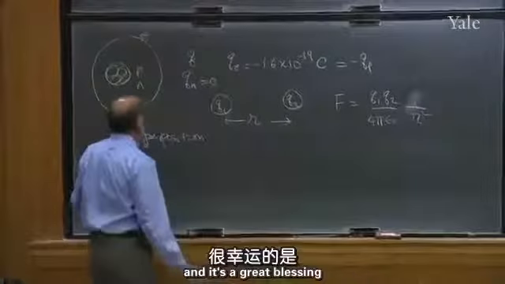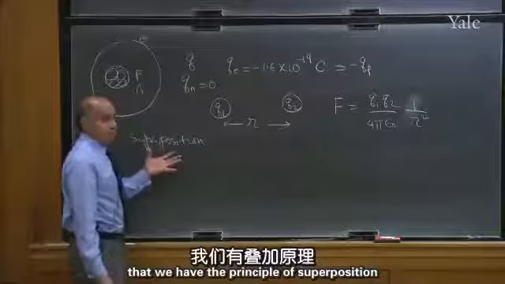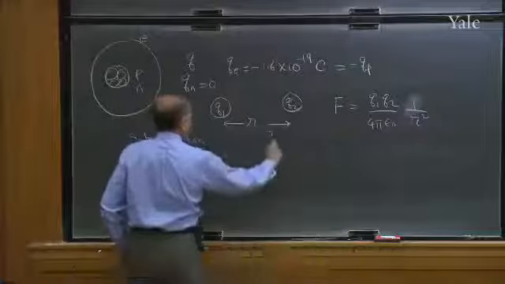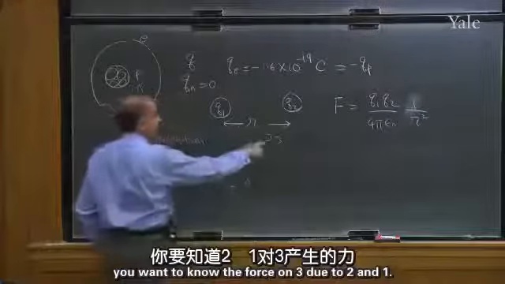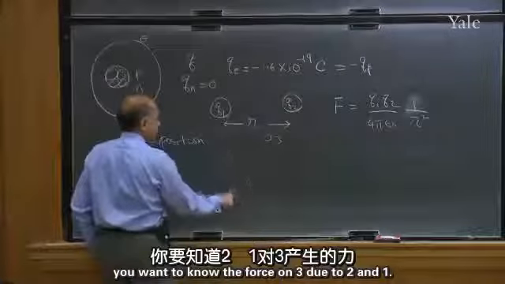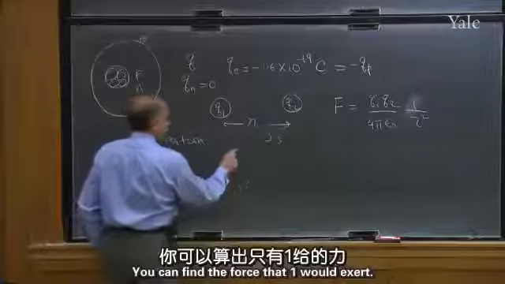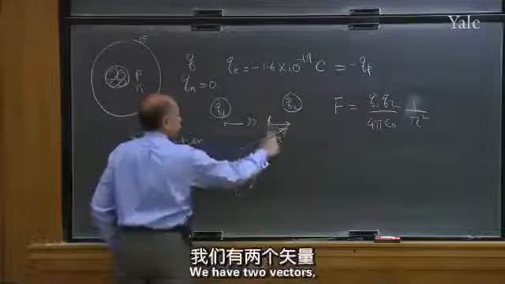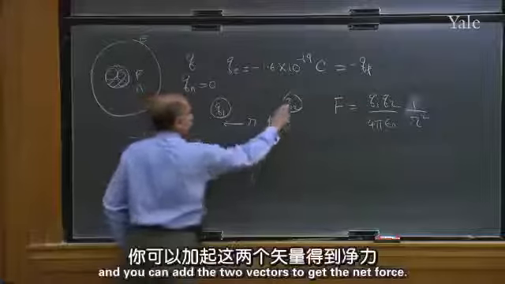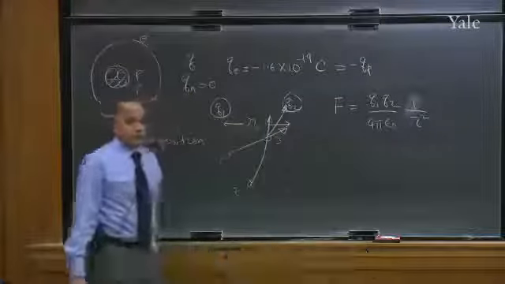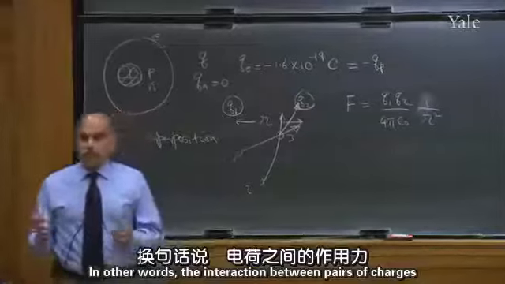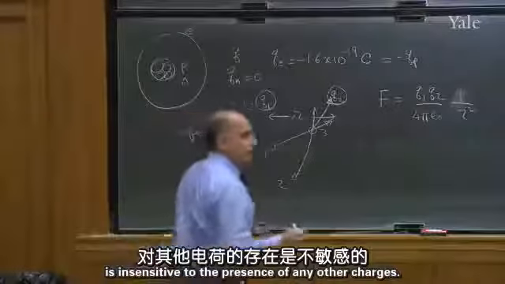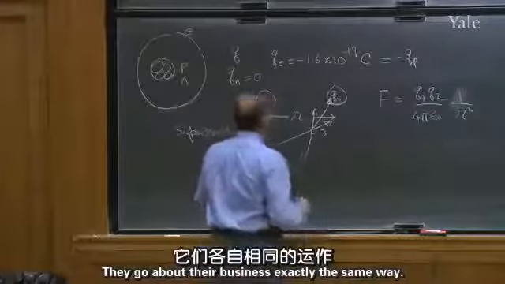And it's a great blessing that we have the principle of superposition that says that if you got, say, 3 charges, say 1, 2, and 3, you want to know the force on 3 due to 2 and 1, you can find the force that 1 would exert. You can find the force that 2 would exert. They are 2 vectors, and you can add the 2 vectors to get the net force. In other words, the interaction between pairs of charges is insensitive to the presence of any other charges. They go about their business exactly the same way.